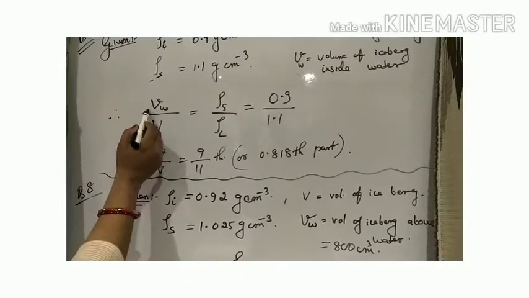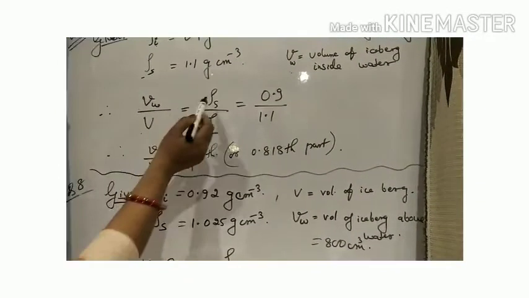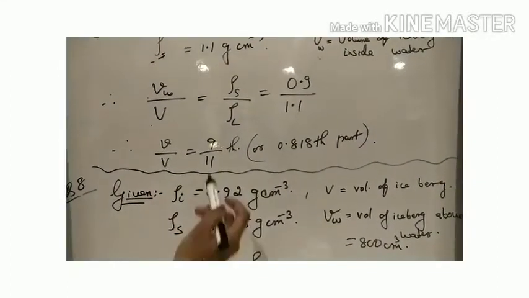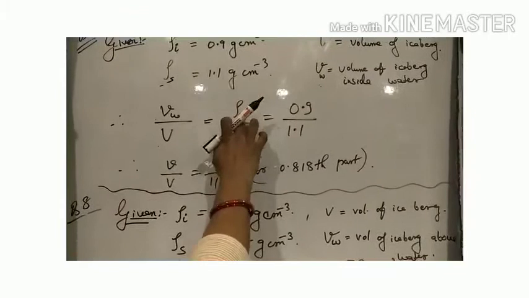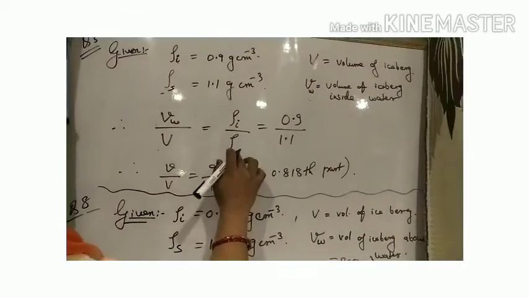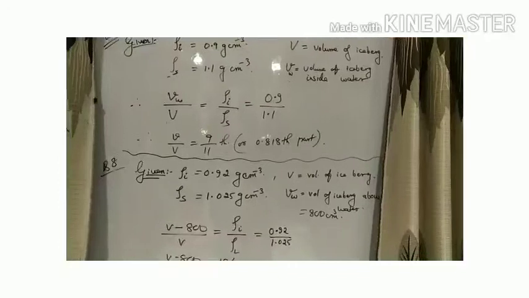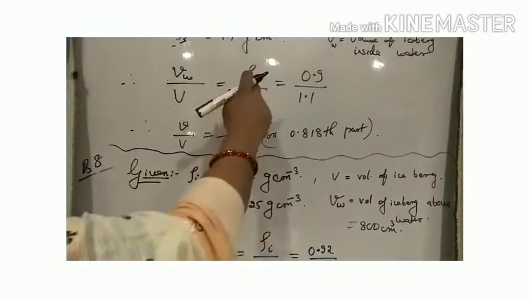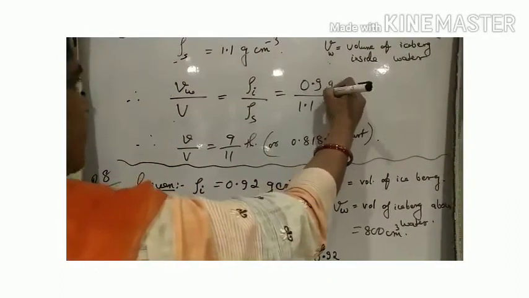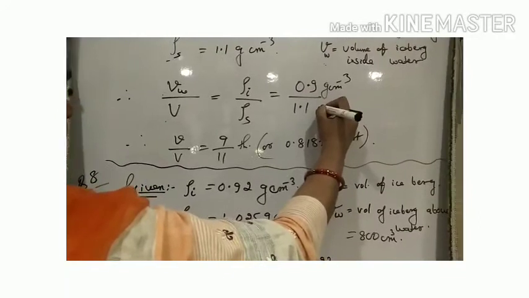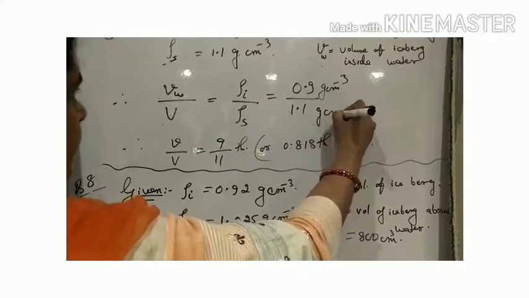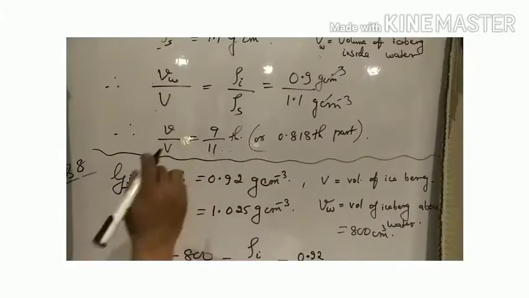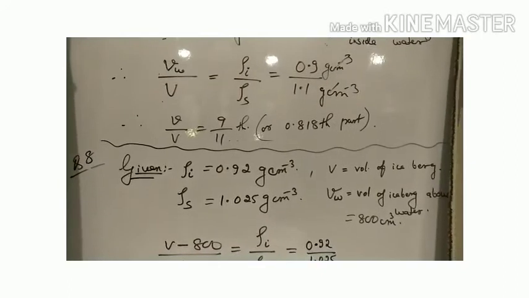So we know the ratio: volume of the body inside the water, or immersed, by volume of the body is density of the body by density of the liquid. So substituting the values in the formula, volume immersed by volume of the ice is density of the ice by density of the sea. Density of ice is 0.9 gram per centimeter cube and density of sea is 1.1 gram per centimeter cube. So this cancelled, and hence we are getting 9/11th part of the body. The ratio is 9/11.